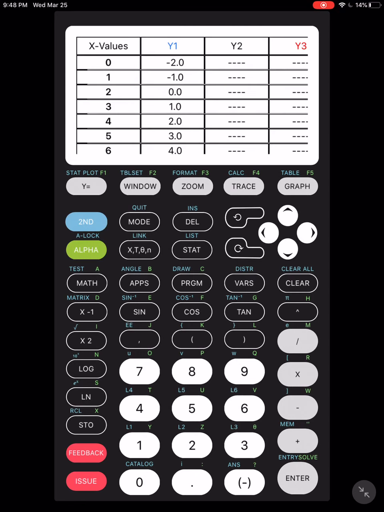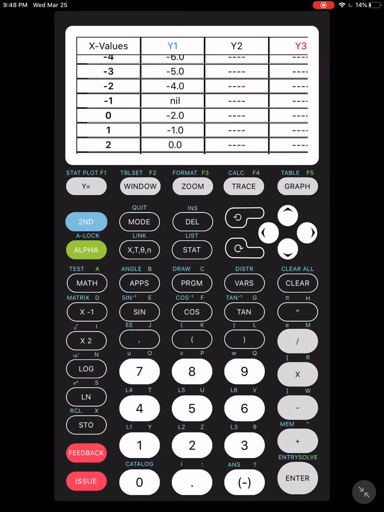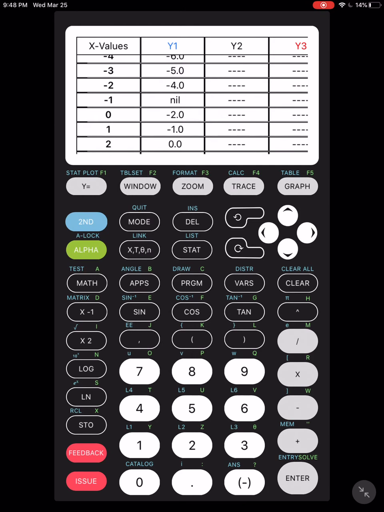So I'm going to scroll down here to where I get x equals -1. And also, you can take a guess of what you think the y value would be. So we ended up with a y value of -3, which makes sense because that looks like the y value that would be missing on this table of values.